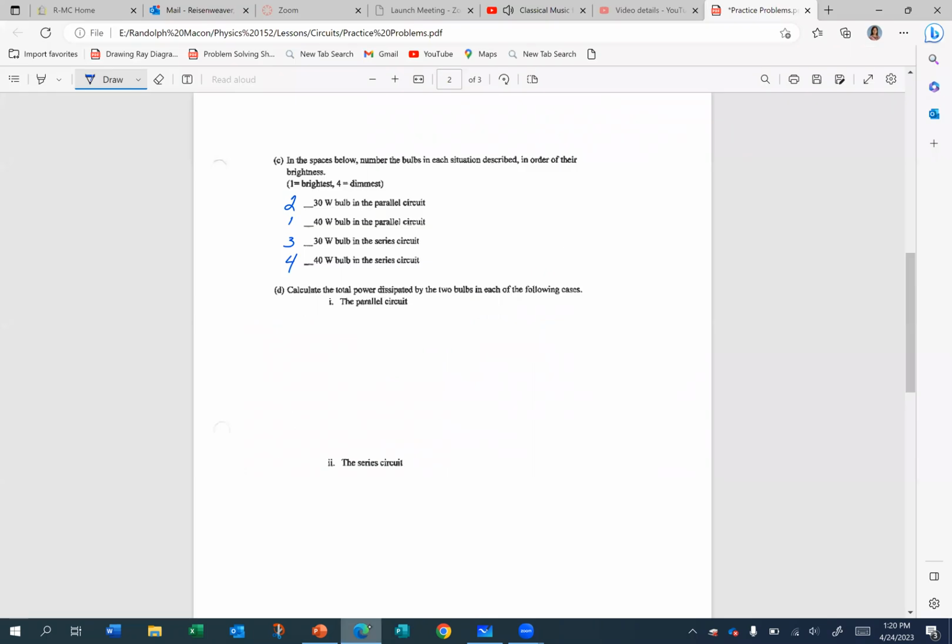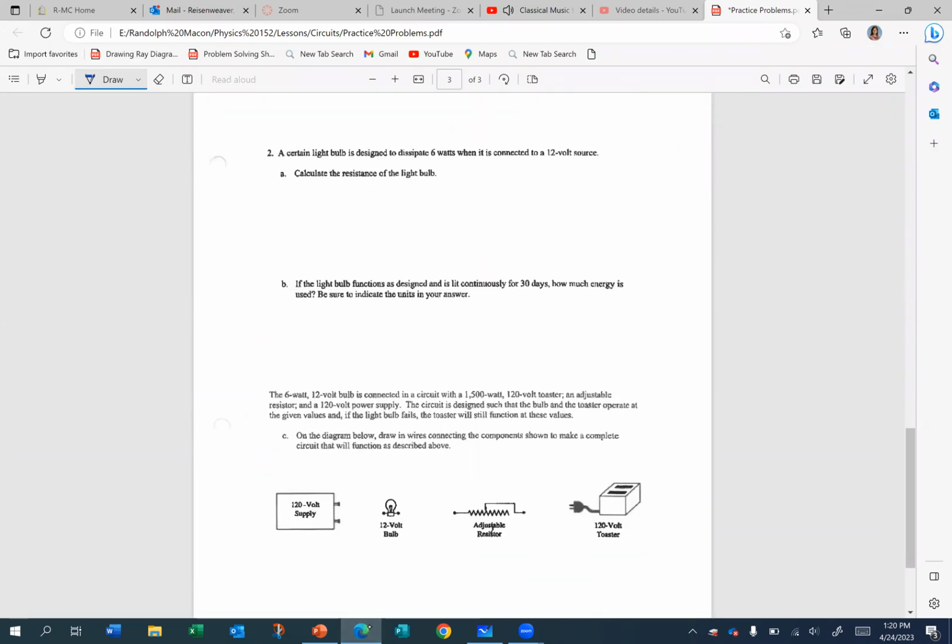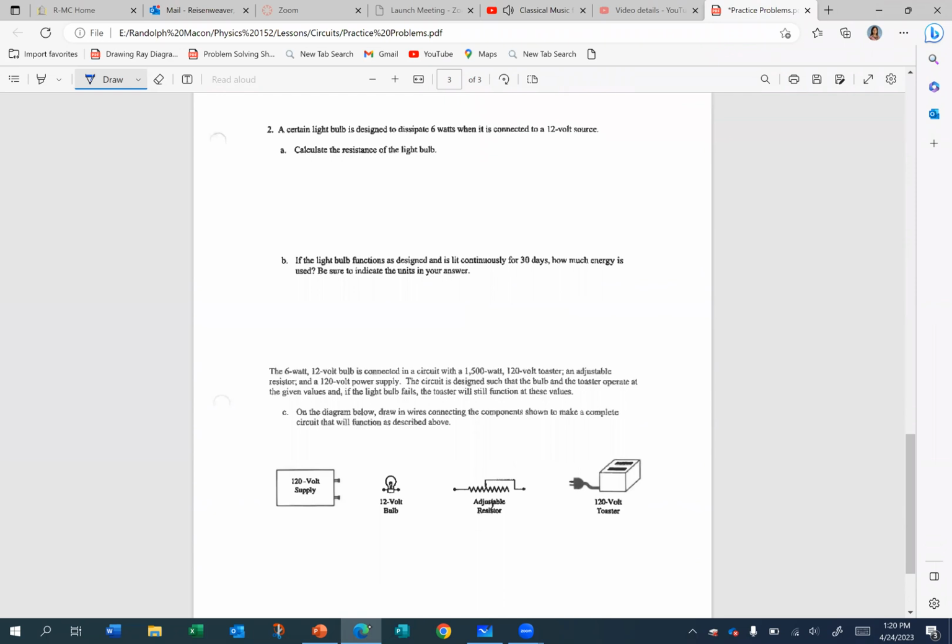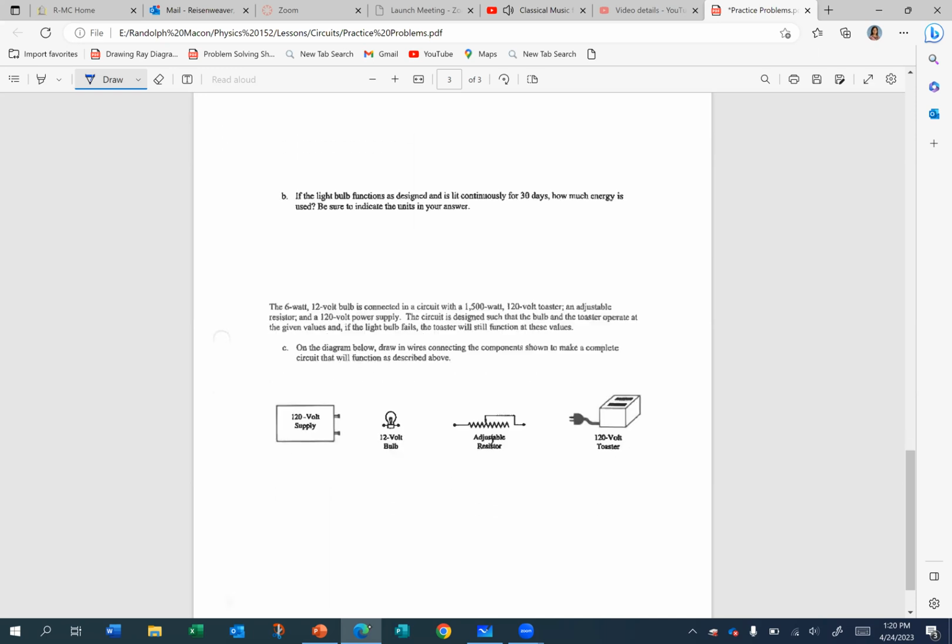Now, if we take a look at our second problem, we have a bulb designated to dissipate 6 watts when it is connected to a 12-volt source. So keep in mind, when it gets connected to 12 volts, we get 6 watts. What is the resistance of this light bulb? If the light bulb functions as designated, meaning it gives off 6 watts of power and is lit for 30 days, how much energy is used? Okay, so remember that power is energy per time. It's joules per second. How much energy is given off per time?